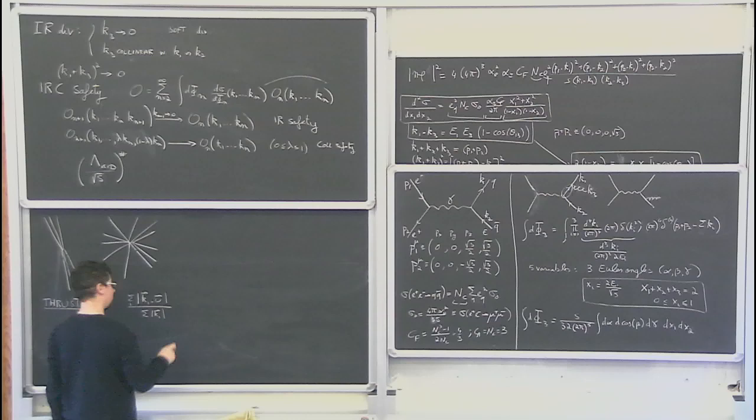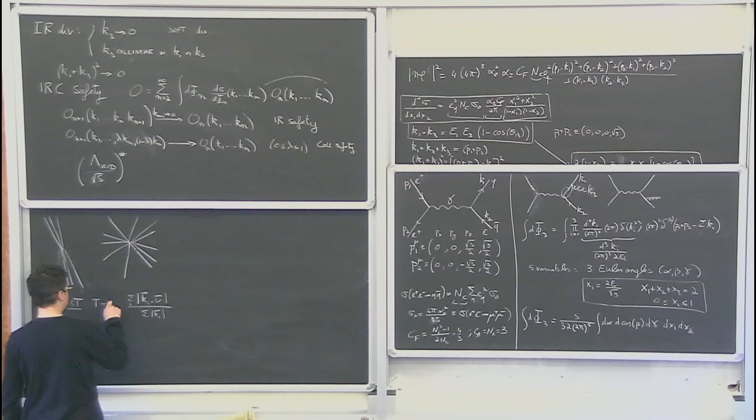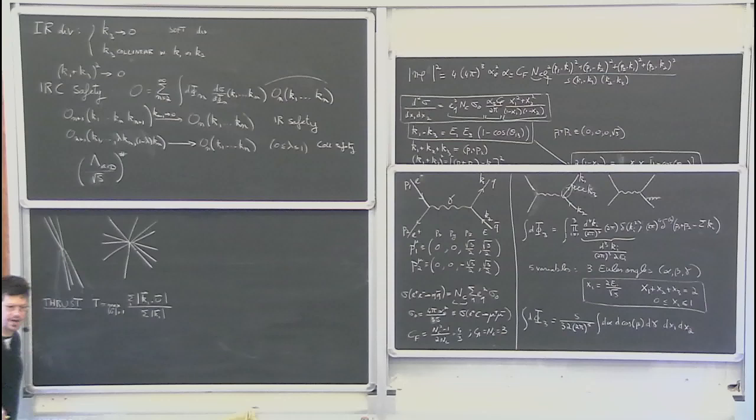divided by the sum of the modulus of ki. That I can do. I've just taken any direction, I'm projecting any momentum on that direction, summing the modulus of these numbers, and normalizing with essentially the energy of the final state. And what I'm going to do is maximize this over any possible unit three-vectors.